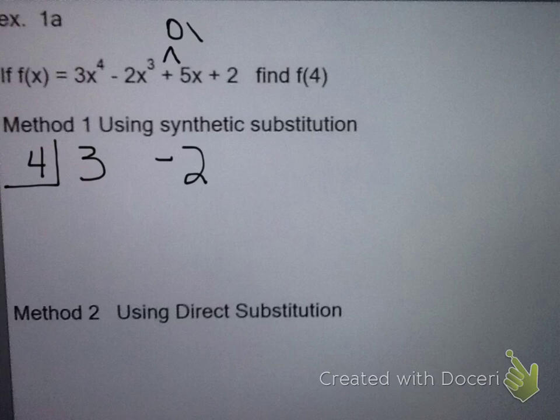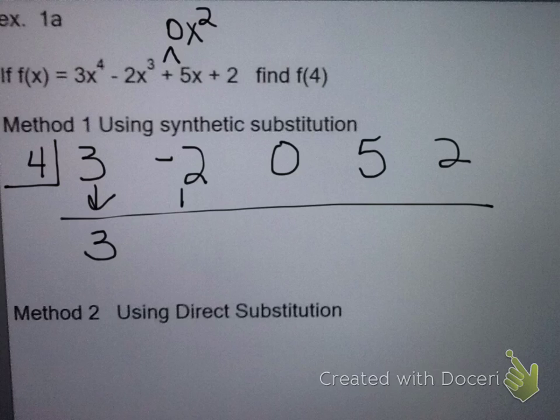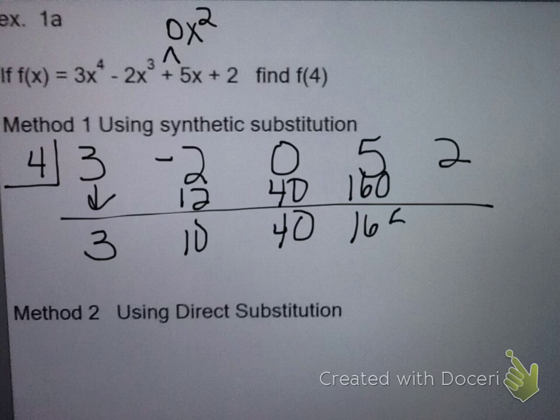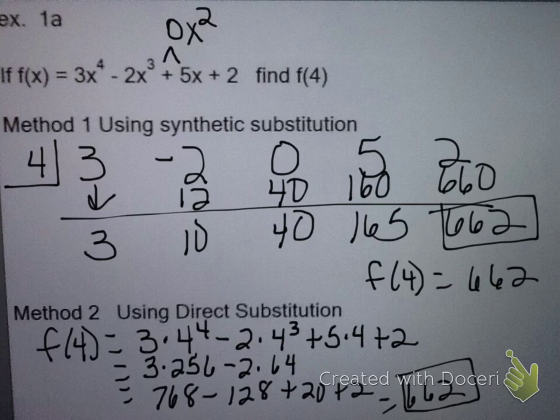We do have a missing term. We have a missing x squared, so we're going to have to fill in with a 0x squared. Do the synthetic division. And we get 662. Now, if we use the direct substitution, we're going to plug that in, and we will also get 662. So there's two methods to finding the answer, using synthetic substitution or direct substitution. Which one will you do? You'll do whatever the directions tell you to do.